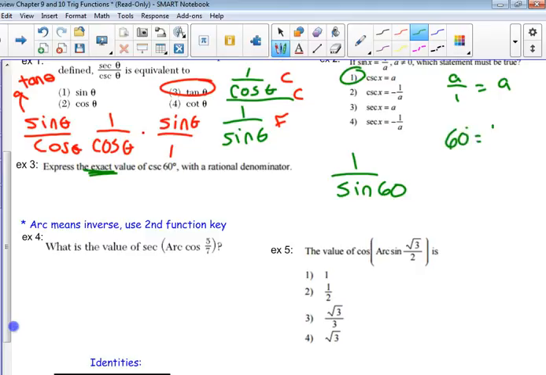Good, yeah, radical 3 over 2. Good job. Right, there's your order here. Here's your sine. Good. So we have 1 over radical 3 over 2. What do you have?